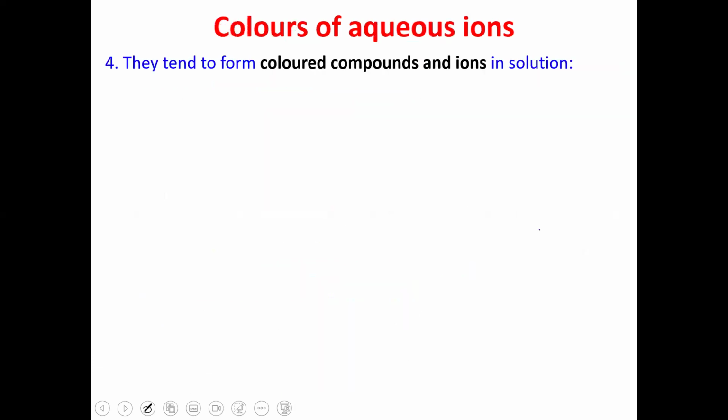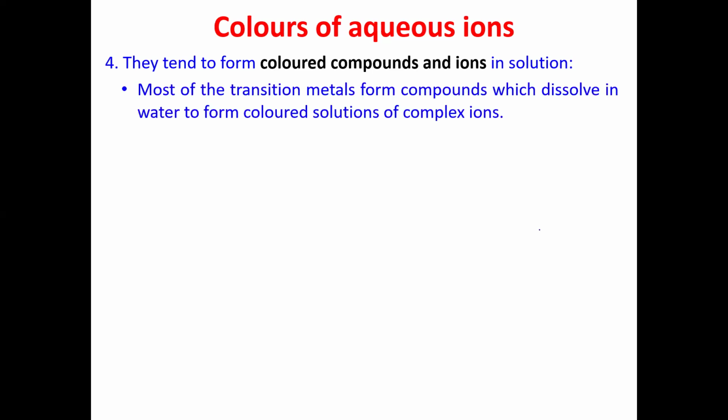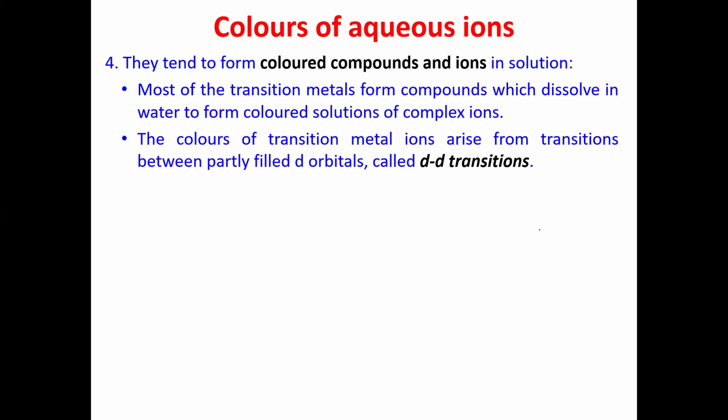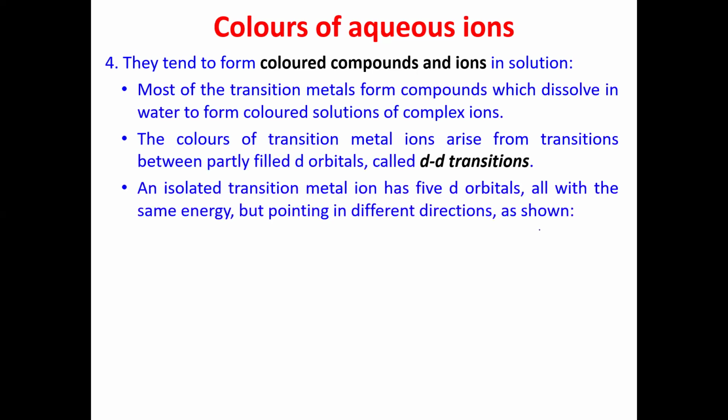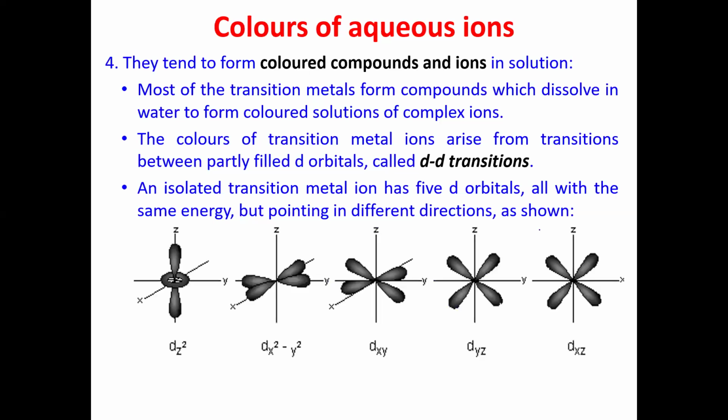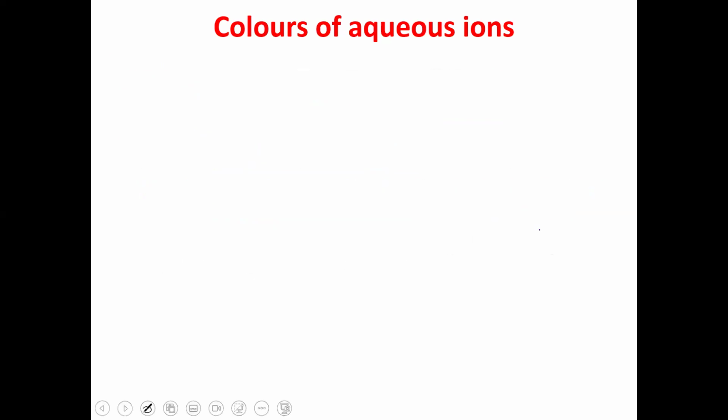Then colors. This is again a topic which involves d orbitals. We normally say that d orbitals are used to explain everything about transition elements. They tend to form colored compounds and ions in solution. Most of the transition elements form compounds which dissolve in water to form colored solutions of complex ions. So this is called the d-d transition. The d orbital actually consists of 5 sublevels and has 5 d orbitals, but all of them do not have the same energy.